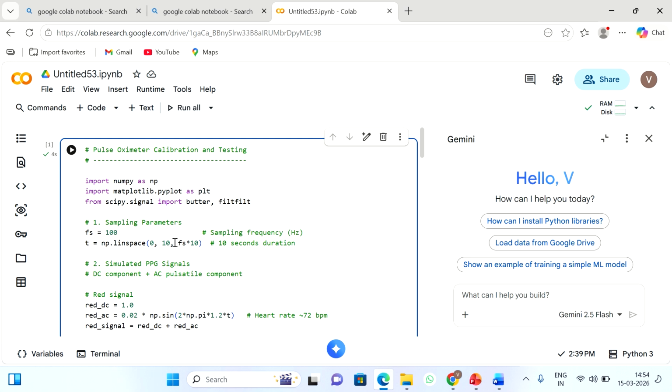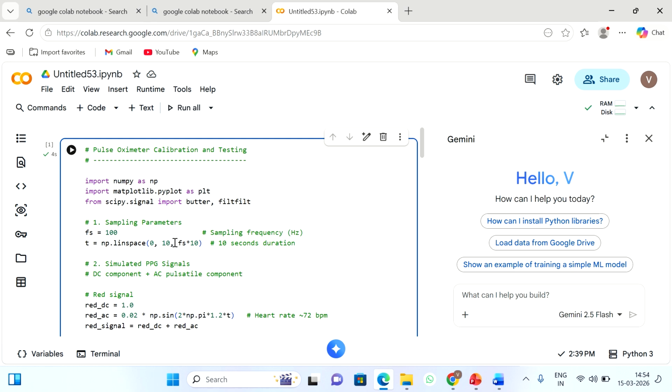This 10 is divided into so many parts. So how it is divided? 1 by 100. So 1 by 100 means 0.01. So after 0 we will get 0.001 and then 0.002, so up to 10. So a very small time interval in between two points in the x-axis.